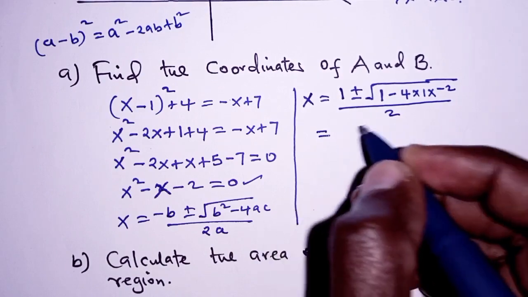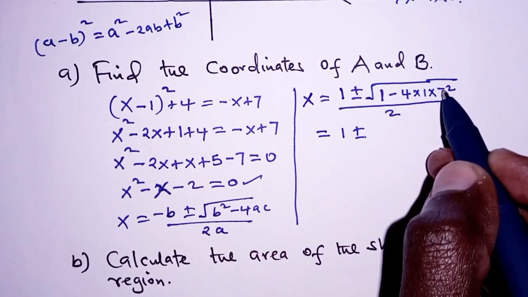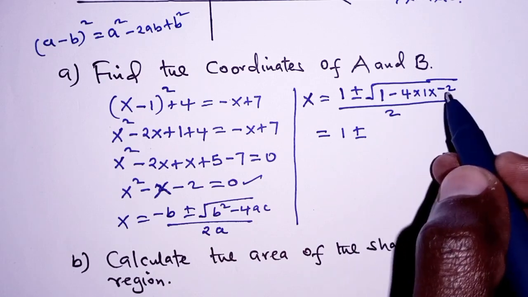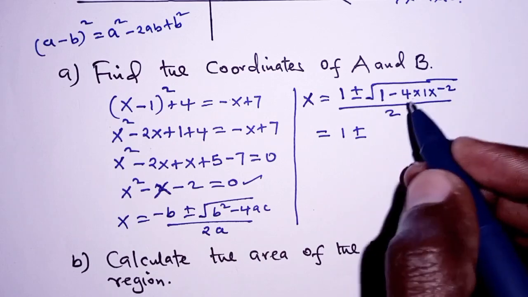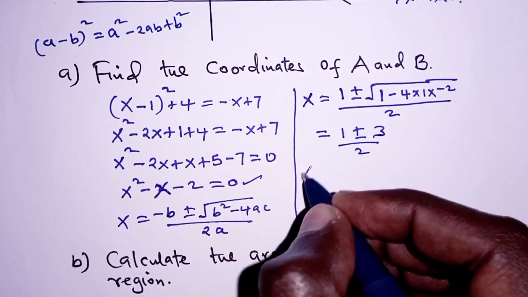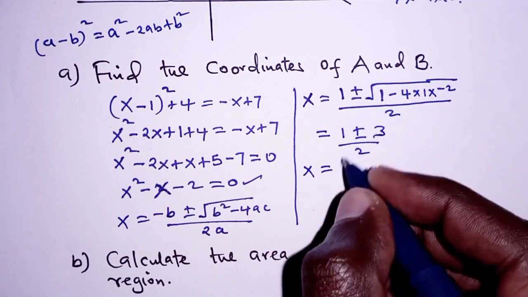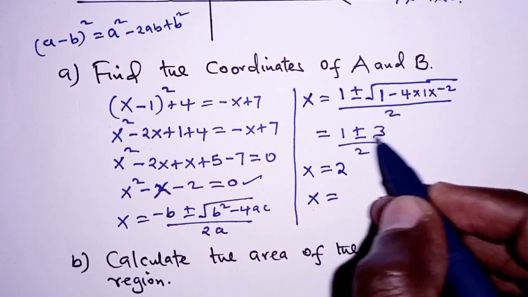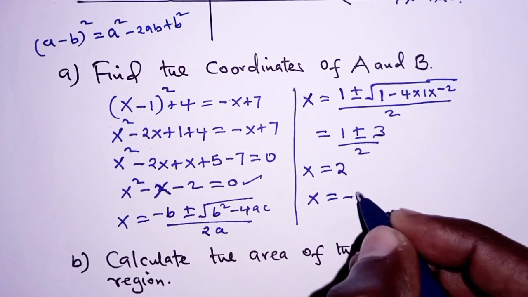This simplifies further to 1 plus or minus, so this negative and this negative multiply so that we have plus. So we have 1 plus 4 times 1 times 2, that is 8. So 8 plus 1, that is 9. And then the square root of 9 should give us 3. And then we divide by 2. So the first value of x will be 1 plus 3, which is 4, and then we divide by 2, that is 2. And then the next value of x is 1 minus 3, which is negative 2. Negative 2 divided by 2, we get negative 1.